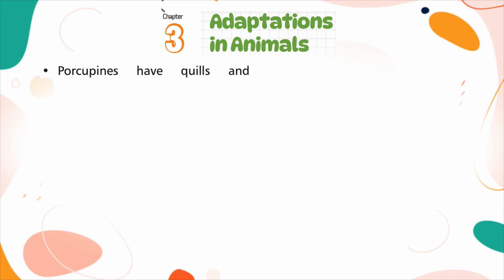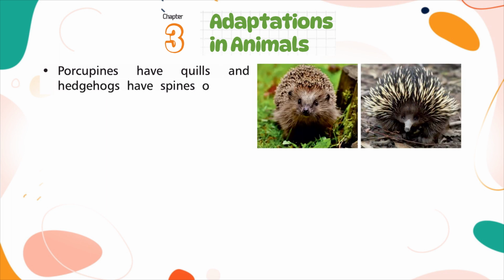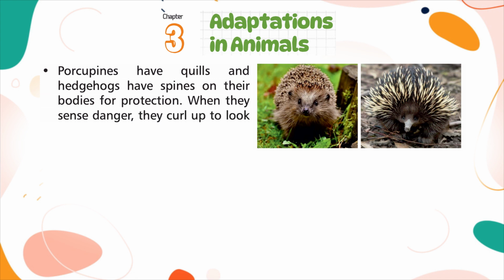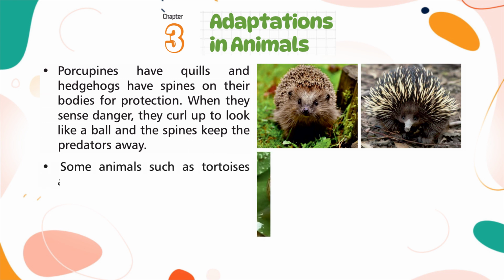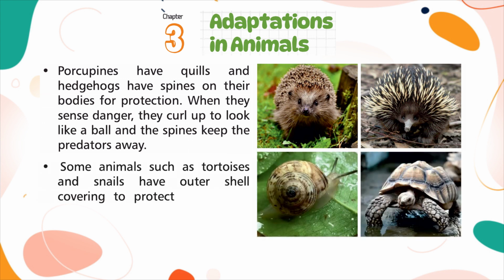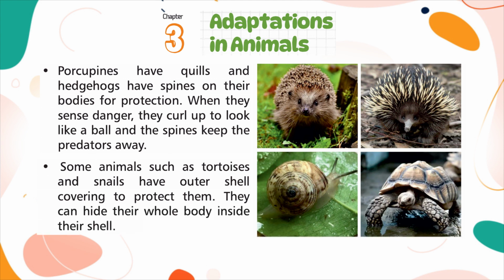Porcupines have quills and hedgehogs have spines on their bodies for protection. When they sense danger, they curl up to look like a ball, and the spines keep the predators away. Some animals, such as tortoises and snails, have an outer shell covering to protect them. They can hide their whole body inside their shell.